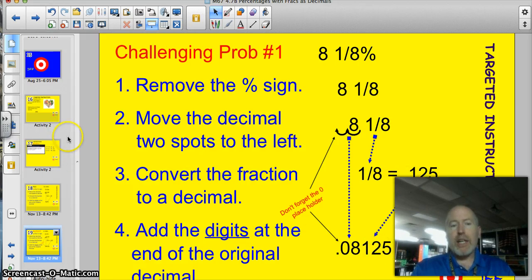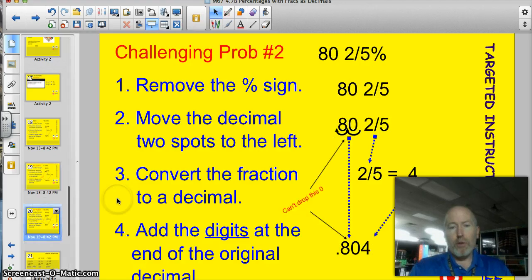Okay, here's a second challenging problem before I have you try some on your own. This one here has a 0 at 80 and 2/5%. So let's just run the steps. First of all, get rid of the percentage sign. Now we've got 80 and 2/5. Second, move the decimal 2 spots to the left. 1, 2. Now we have 0.80 and we have 2/5.